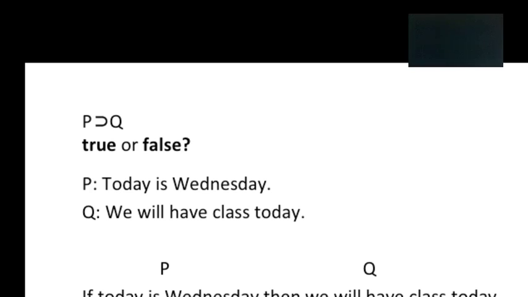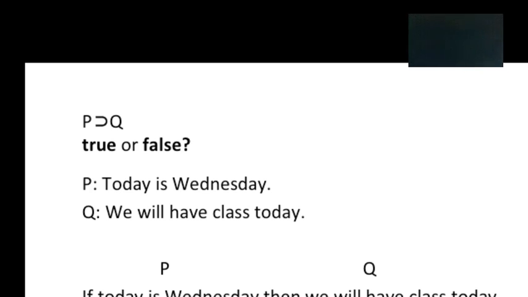So I could be telling you the truth even if today wasn't Wednesday. And I could be telling you the truth even if we don't have class today. The only thing I'm guaranteeing is that if the first one's true, the second one has to be. And that's important as we look at this. So there's 4 cases again. The first one is suppose that both of P and Q as individual statements are true. Suppose that I say this to you on a day that actually is a Wednesday and a day in which we really do have class.